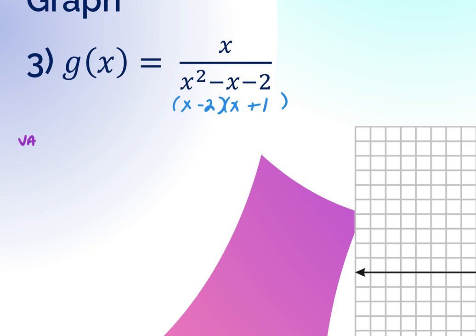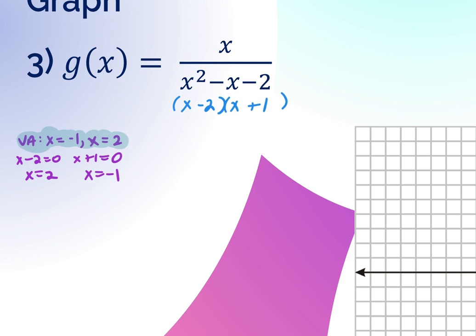Vertical asymptotes, I already did the work of factoring, so now all I have to do is split it. So x minus 2 equals 0, and x plus 1 equals 0, and I get x equals 2, and x equals -1. So there are 2 vertical asymptotes. I'm going to put an x equals for both of them so that I don't lose points because it has to be an equation.